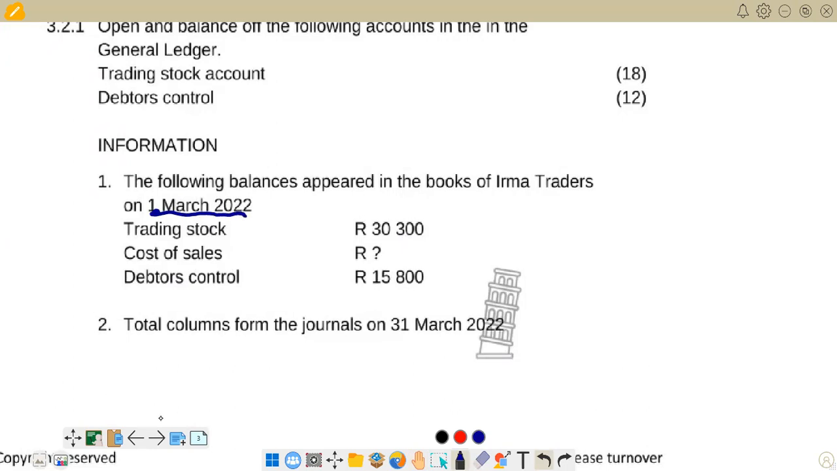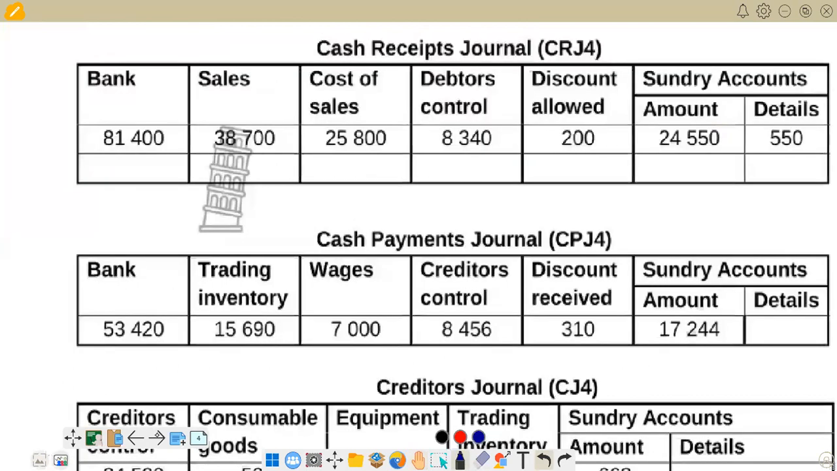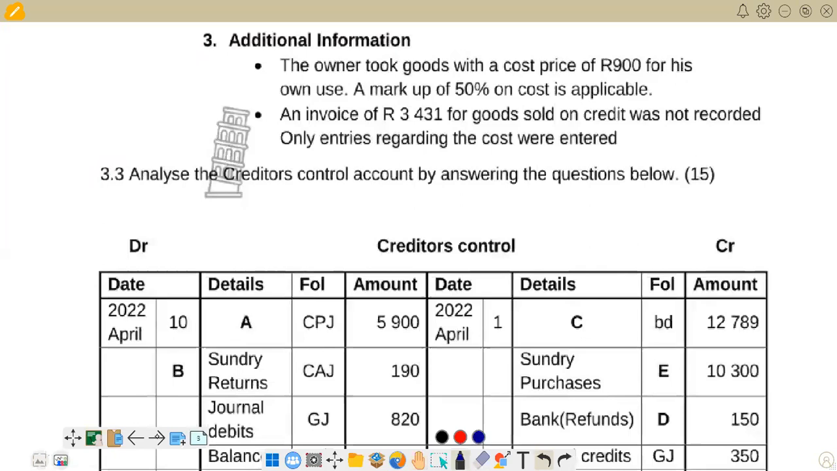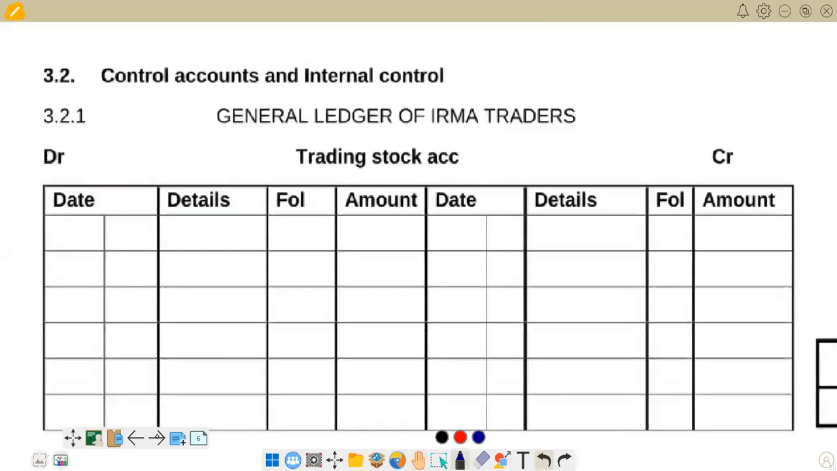So we can go to the ledger section and enter those figures. For trading stock, remember, our opening balance is 30,300, and obviously, the opening balance on trading stock comes on the debit side. So on details, we are going to say balance, and then on our folio, that's where we are going to put our BT.